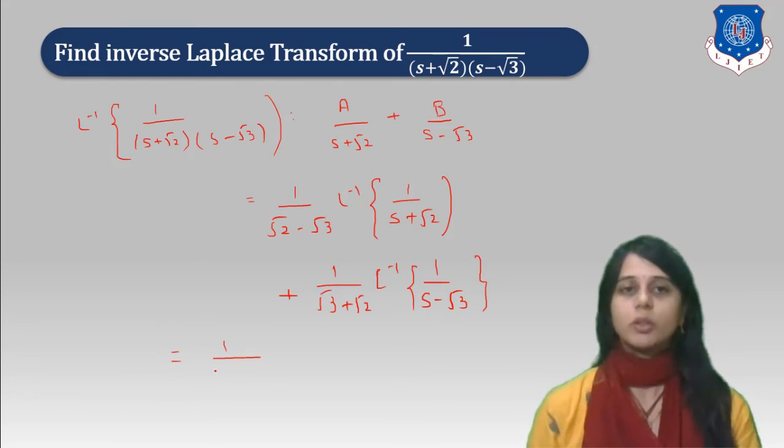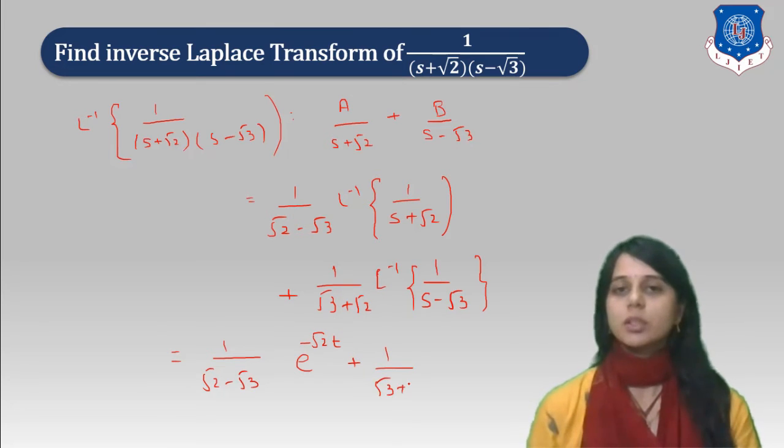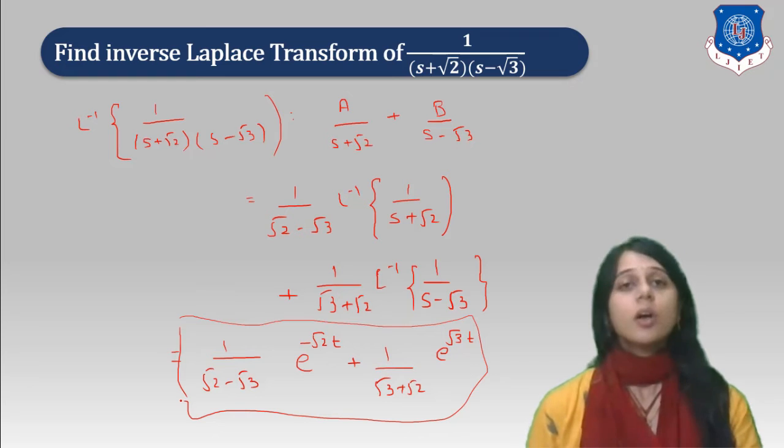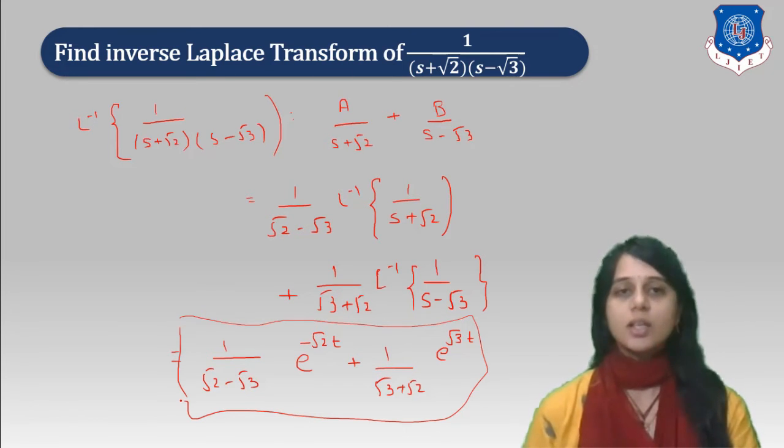So the answer is 1 upon (root 2 minus root 3) times e raised to minus root 2 t, plus 1 upon (root 3 plus root 2) times e raised to plus root 3 t. That is the answer of the example. So this is a case 1 example of partial fraction. We take individual factors, find the values of A, B, C, put them in the equation, apply Laplace inverse both sides using the inverse Laplace formula, and get the answer in t form. So that is your last answer.